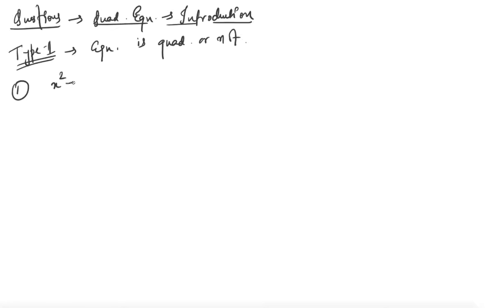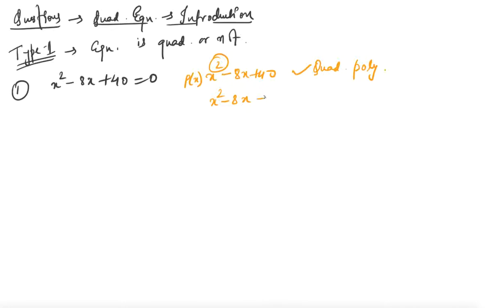Say I have x square minus 8x plus 40 equals to 0. Is this a quadratic equation? Let us see. As I can see that x square minus 8x plus 40, if I call this p of x, is this a quadratic polynomial? Yes, it is, because the degree is 2, hence this is a quadratic polynomial. And if this is a quadratic polynomial and if I equate this to 0, x square minus 8x plus 40 equals to 0, this becomes a quadratic equation. Got it now? Okay, fine.